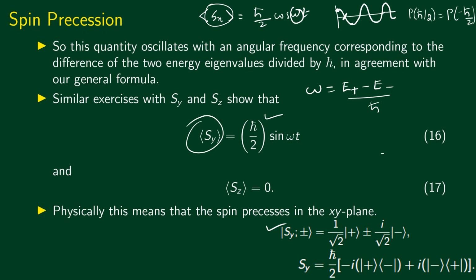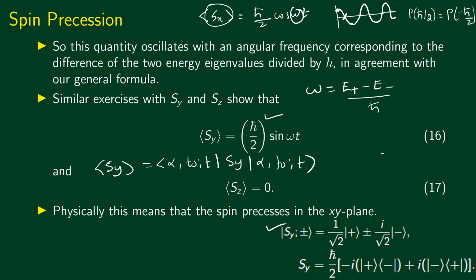Now you can alternately calculate the expectation value of Sy like this also. Again, I ask you to do it by yourself to get some practice. The expectation value of Sy can also be calculated as bra alpha comma t0 at time t, operator Sy, ket alpha comma t0 at time t. For the operator Sy, you can use this expression, which again we obtained in the first chapter. You can calculate it in any way and show that they all give the same result, h bar by 2 sine omega t.